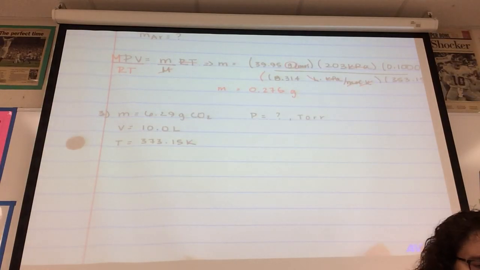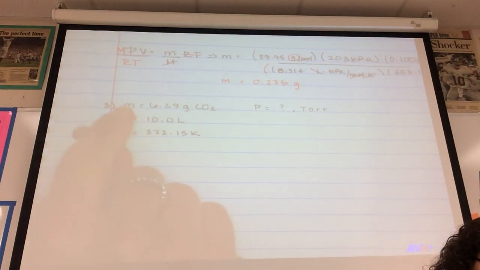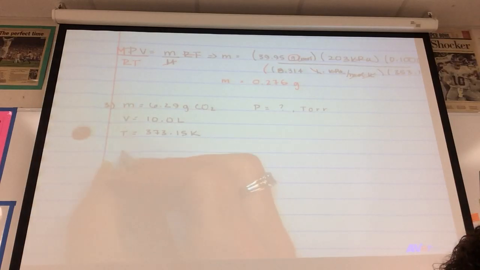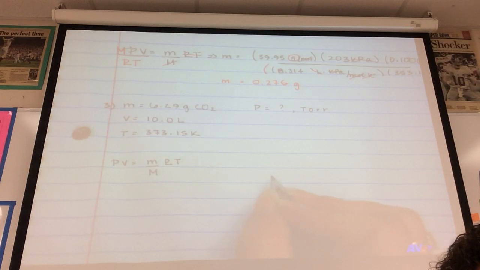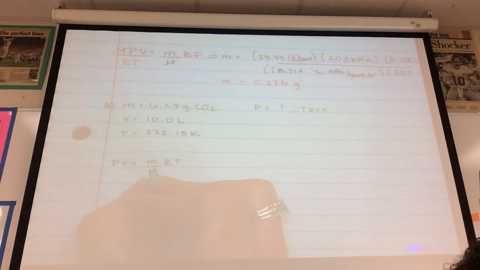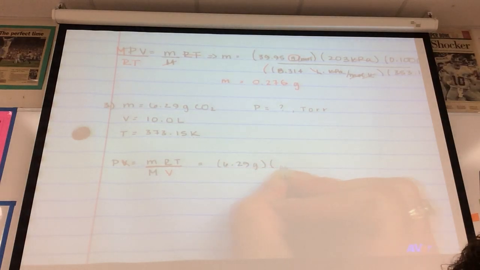What formula should we use? You could use PV equals nRT, but it might be easier to use the one that has mass in it. But you can use either one, it's okay. You just have to do a whole other piece. If I want to solve for pressure, I'm going to divide both sides by V. So I'm going to extend this out and put volume there. I've got 6.29 grams. Which R do I pick? The one with torr in it.